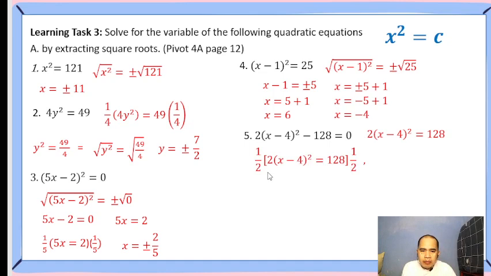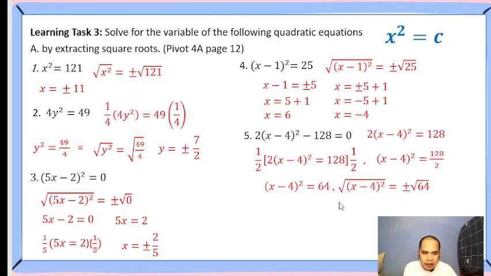So, magiging ganito na lang. X minus 4 squared. Kasi mawawala na to. 1/2 times 2, magiging 1 na lang. Then, 128 times 1/2 is 128 over 2. Then, extract natin yung square root. Or, divide muna natin, 64, and extract the square root. Makancel na yung squared. Ang matira na lang x minus 4 equals, perfect square ang 64. Kaya square root of 64 positive or negative 8.